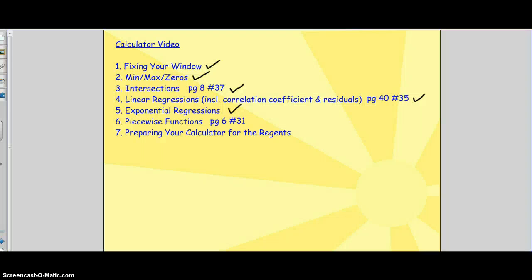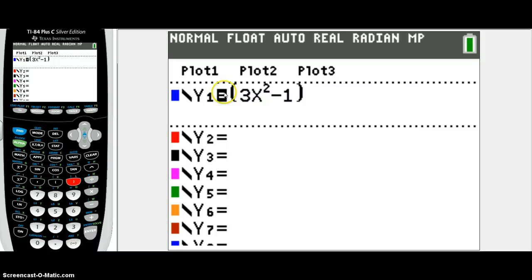Okay, moving on to piecewise functions in the calculator, I'm going to reference page 6, number 31. Now I did this problem in one of the earlier videos, but I just want to show you how to check your work in the calculator for this. So let's go to your y equals, and I've already started typing in the first piece of the piecewise function. I'm typing it in parentheses. What we do to show that we only want when x is less than 1 is we hit the division sign, and then in parentheses we're going to type that.